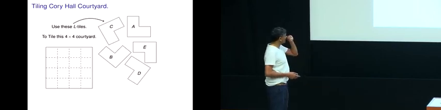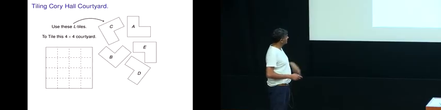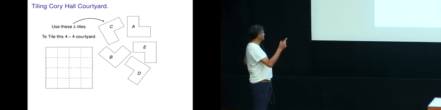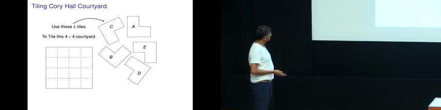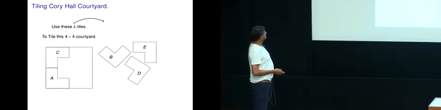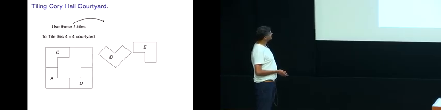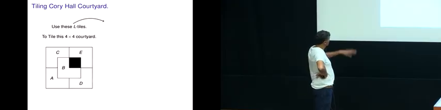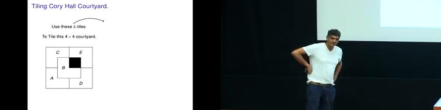So let's use these tiles. We're going to tile Corey Hall. We only have these L tiles. This courtyard is 4 by 4, right? 2 to the 2 by 2 to the 2. We can tile it this way. Let's put that there, and there, and there. Voila. We have a little spot fairly close to the middle where we can put a tree or a plant.